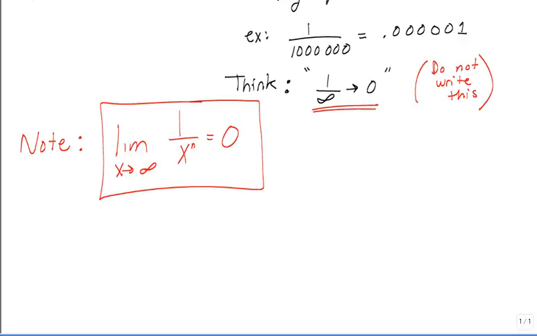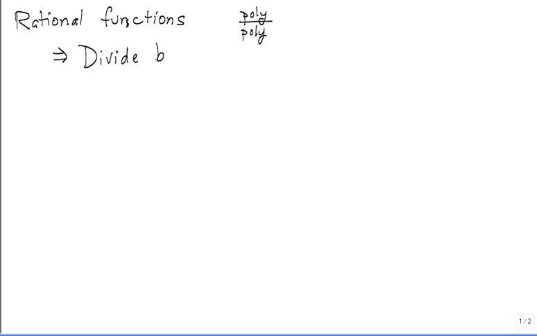Okay, let's start by talking about rational functions. And rational functions, remember, have polynomials in the numerator and the denominator. So the rule here is when you take the limit at infinity, divide by x to the highest power in any of the numerators or the denominators. So this is only for when you're taking a limit as x approaches plus or minus infinity. Okay, this rule won't work any other time.